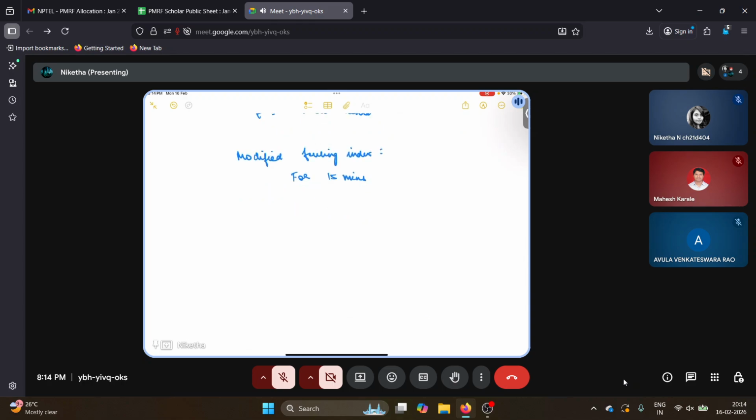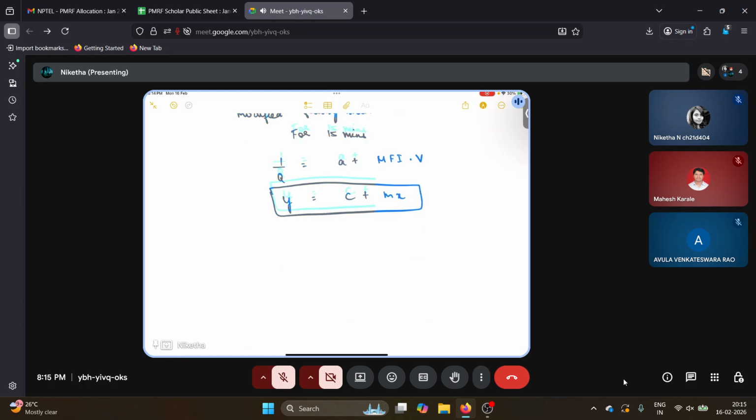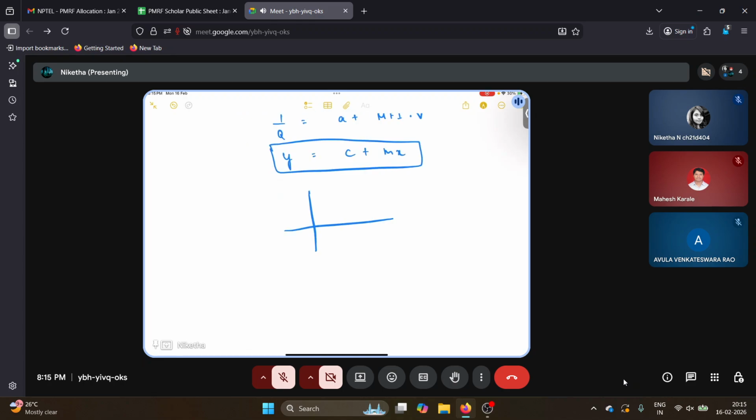And then we use this equation: 1 by Q equals A plus MFI into V. Now this equation is of the form y equals C plus Mx. So this is an equation of a straight line. If you have x and y axes, then it will be like this. So here your m is the slope, and this c is the intercept.